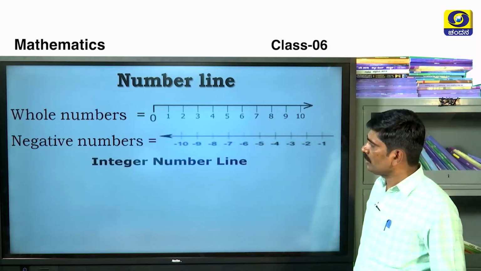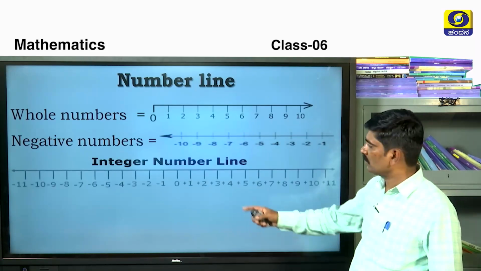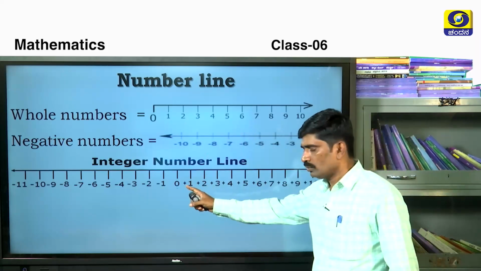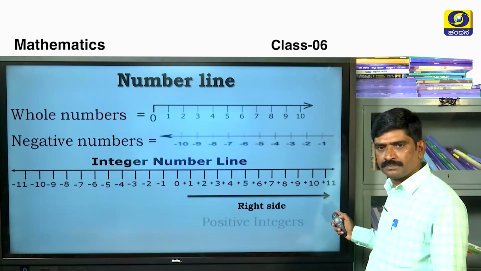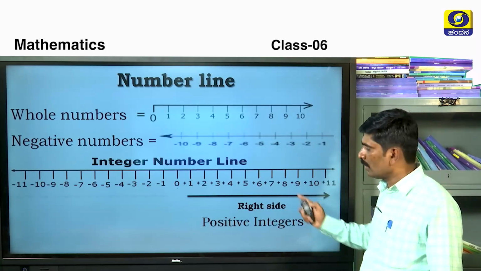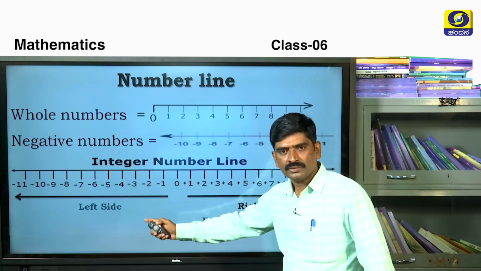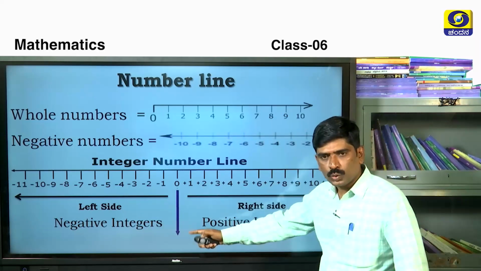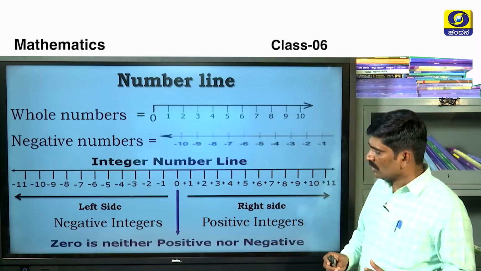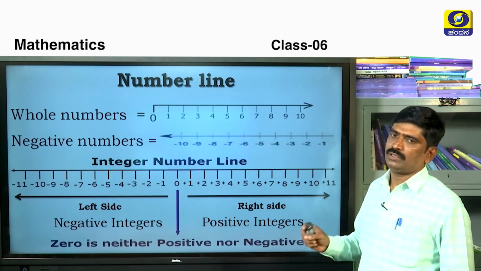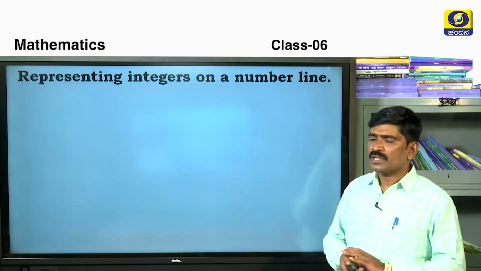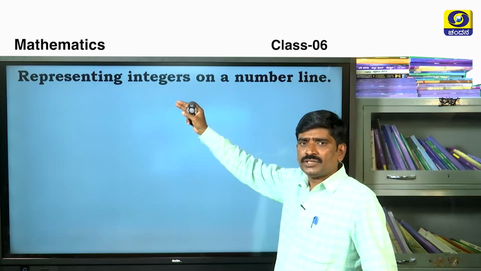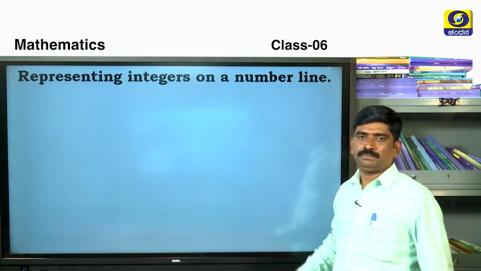Then the integers number line is, see, 0. This is the right side, positive integers. This one is the left side, negative integers. This one is 0, that is, 0 is neither positive nor negative. This is the number line. Representing integers on a number line.